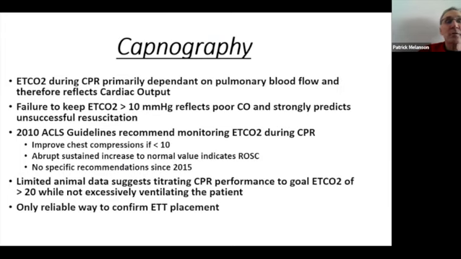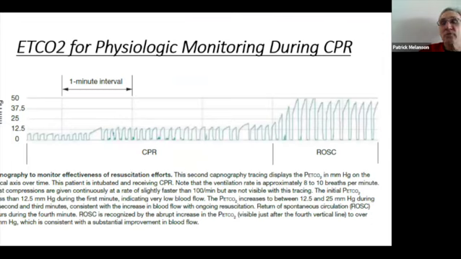I'll skip that for the moment, just in terms of time.